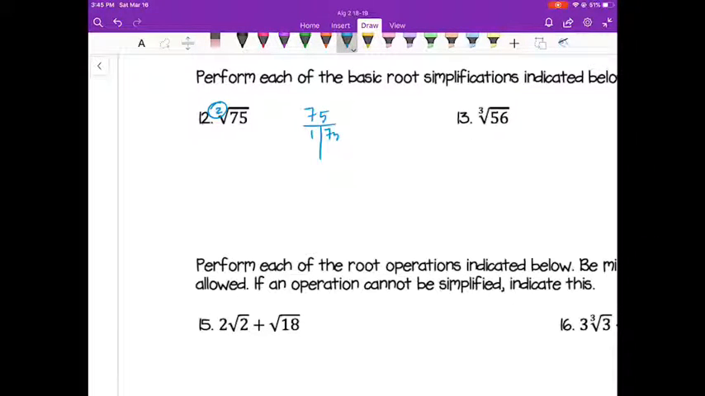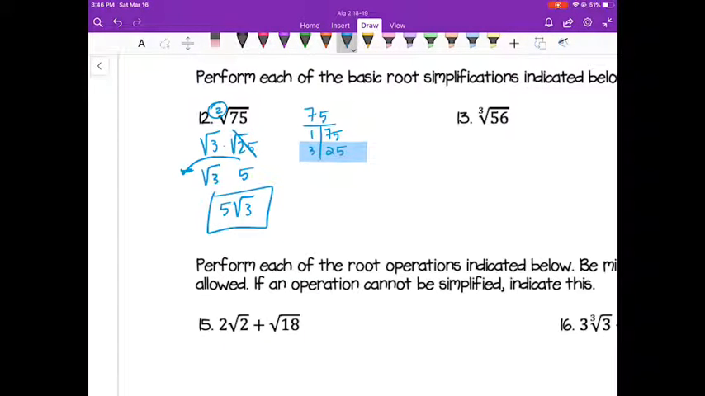So I've got 1 and 75. 2 does not work. 3 and 25. This is good news because 25 is a perfect square. So then I can call this the square root of 3 times the square root of 25. And we do that because the square root of 25 is just 5. So I have 5, I've got a radical 3, and we know that we always write our whole numbers outside our radical numbers. 5, radical 3.